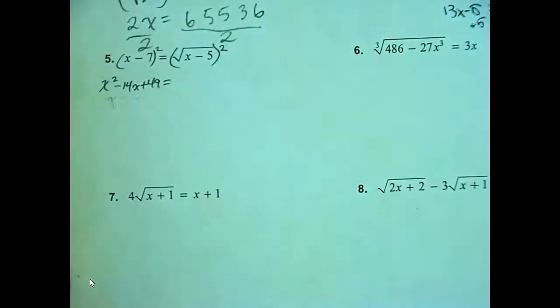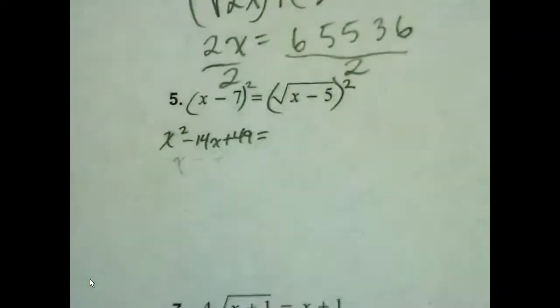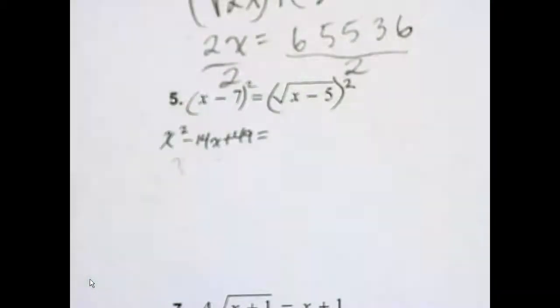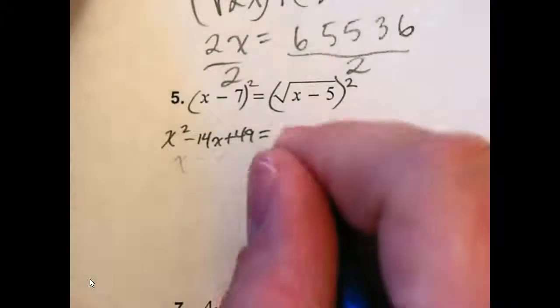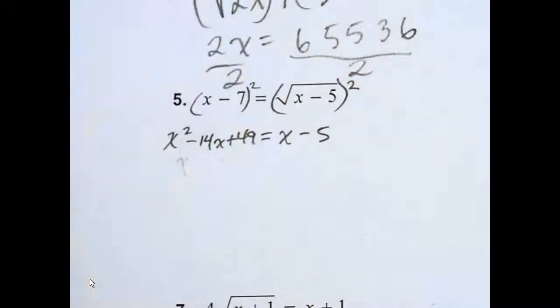Everyone good with that? Okay. Let me zoom in so we can really enjoy it. Okay? And it's blurry. A little less blurry. Okay? And that's x minus 5. Okay, now what?